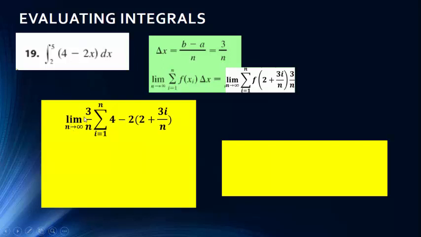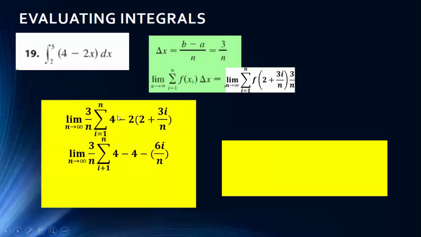This is normal, 3 over n. We've pulled the width of the rectangle out since it's constant across all of them. It's the same across all of them. From i equals 1 to n. 4 is just a constant, so we're fine there. Minus 2, this is the 2x, but x is no longer x, it's 2 plus 3i over n. So we put that in parentheses. Now let's do our algebra and clean that up.